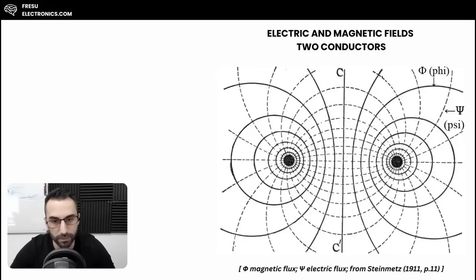Now, what is the key takeaway from this visualization? The magnetic field lines always form closed loops, while the electric field lines terminate at conductors. This distinction leads us to describe the magnetic field as a magnetic circuit, where the field lines loop continuously, and the electric field as an electric circuit, where the field lines originate and terminate at specific points.